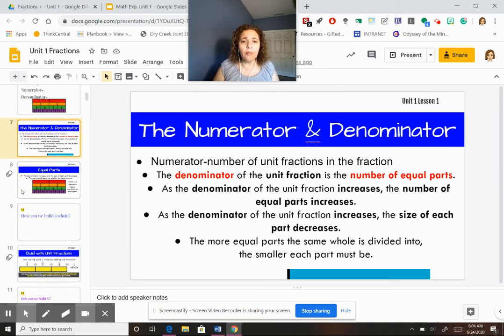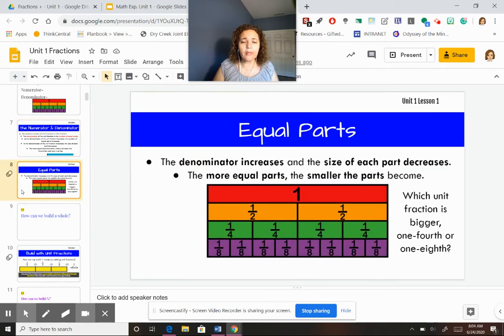All right, moving on. So equal parts, the denominator increases and the size of each part decreases. I just already talked about that. The more equal parts, the smaller the parts become, okay? Which unit fraction is bigger, 1/4 or 1/8? So stop the video, write that down in your math notebook. Which one's bigger, 1/4 or 1/8, and tell me why, okay? And then come back to me.